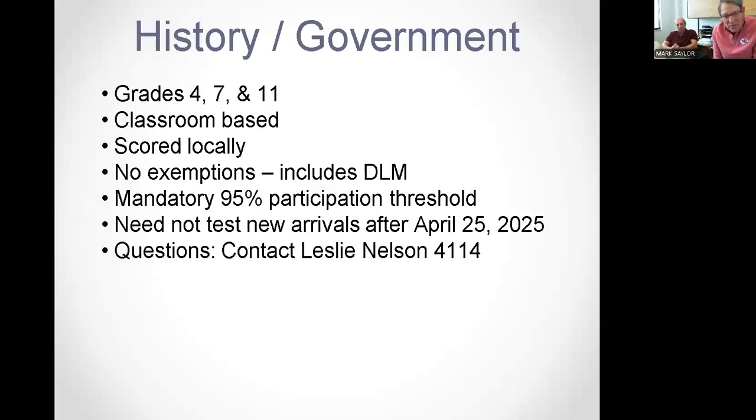History and government, it's grades 4, 7, 11. It's classroom based, scored locally, no exemptions. Even DLM students have to do it. They are shooting for a 95% participation rate. If someone arrives after April 25th, 2025, you don't have to test them. For questions about this assessment, contact Leslie Nelson at 4114.